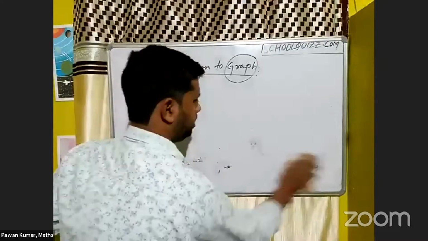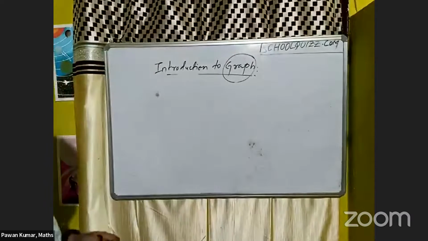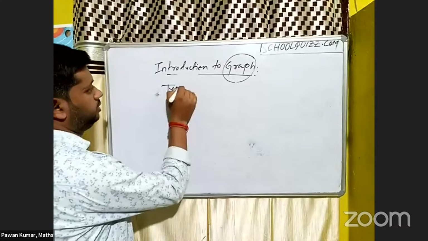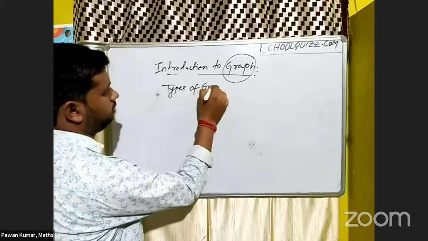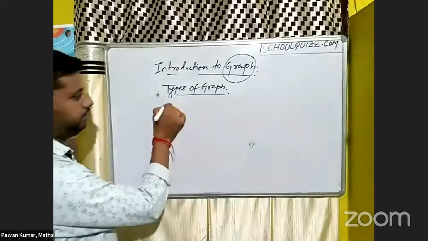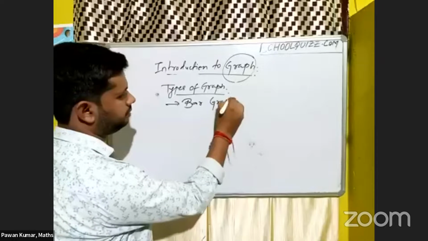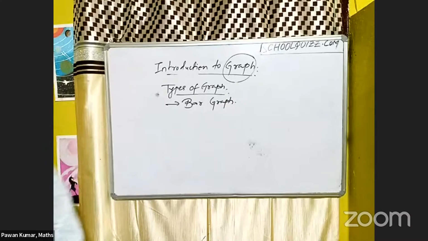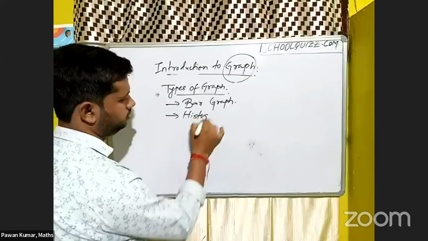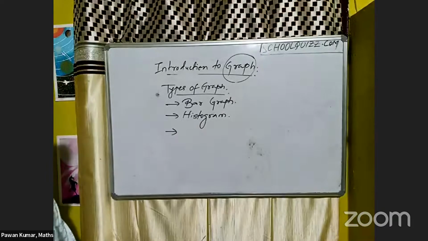So let's see what types of graph you have noted here. Types of graph: first thing you learned in the small classes, that is the bar graph. Correct? And next one, histogram. Okay. Next one, what have you learned? Pie chart.